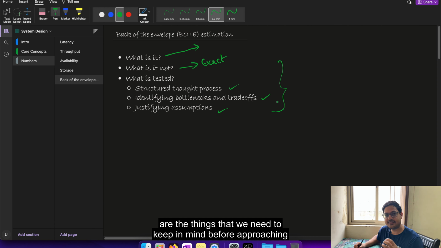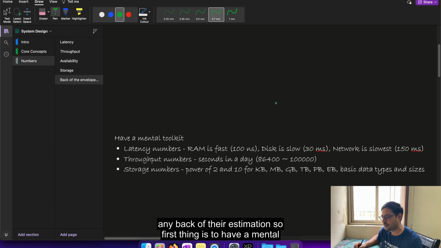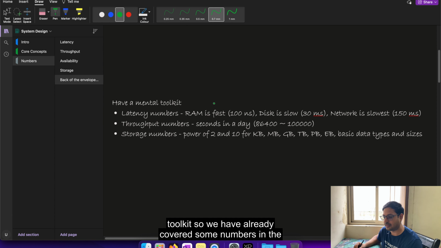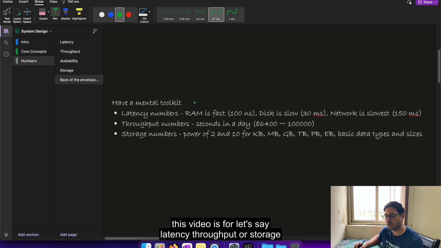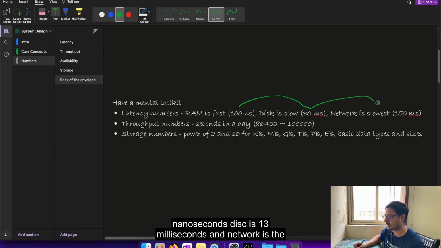Now let's see what are the things that we need to keep in mind before approaching any back of the envelope estimation. So first thing is to have a mental toolkit. So we have already covered some numbers in the previous videos for, let's say, latency, throughput or storage, and these are the minimum things that we need to keep in mind, right? So we need to at least remember that RAM is faster than disk and disk is faster than network, right? So RAM is 100 nanoseconds, disk is 30 milliseconds and network is the slowest with about 150 milliseconds for a round trip call, right? So this is the minimum information that we need to keep in mind.